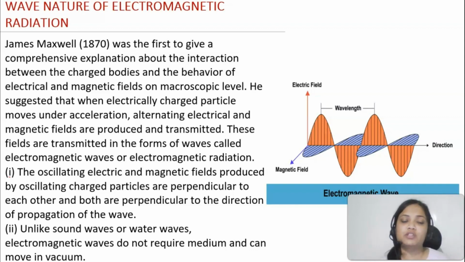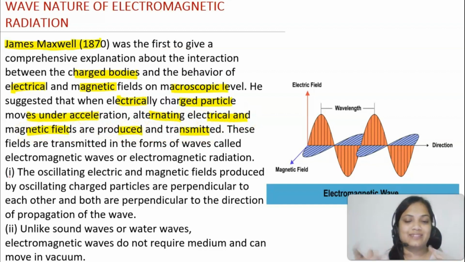If I talk about wave nature, students, there was a scientist named James Maxwell. You might study the Maxwell theory in physics as well. He was the first one who talked about the interaction between charged bodies and the behavior of electric and magnetic fields on a macroscopic level. We are studying this at the microscopic level also. He suggested that whenever an electrically charged particle is moving under acceleration, alternating electric and magnetic fields will be produced and transmitted.